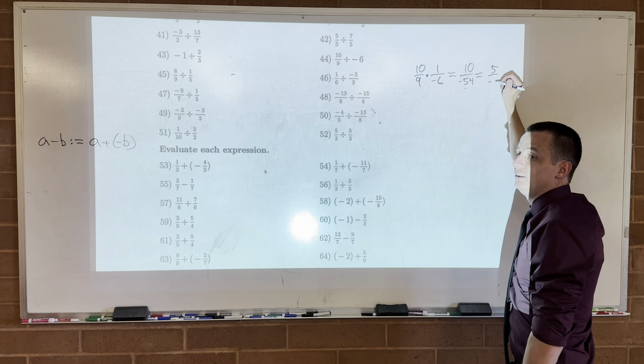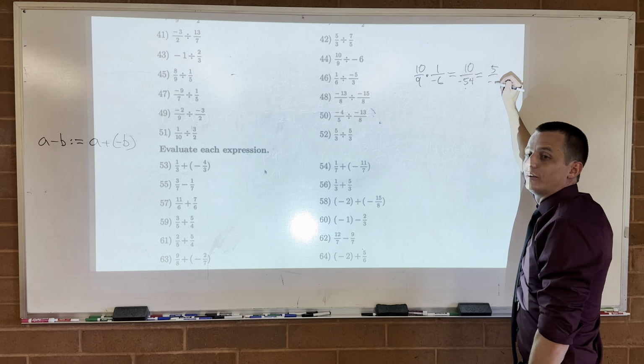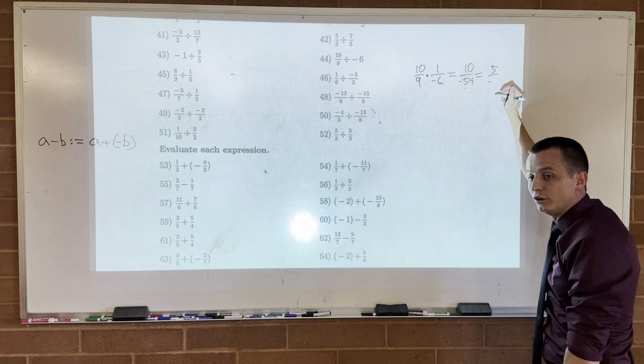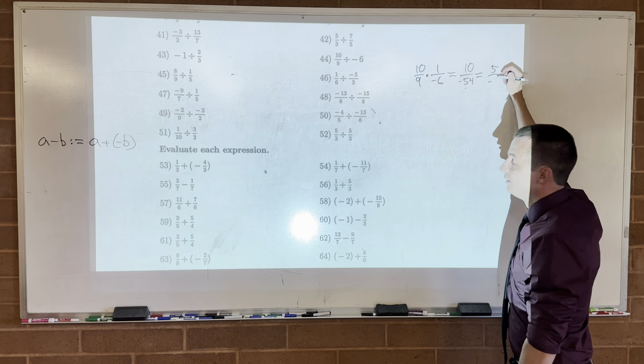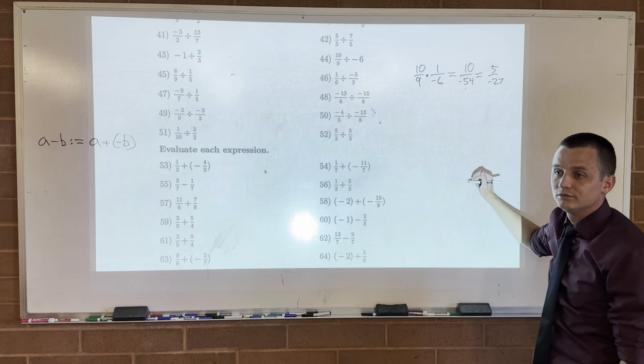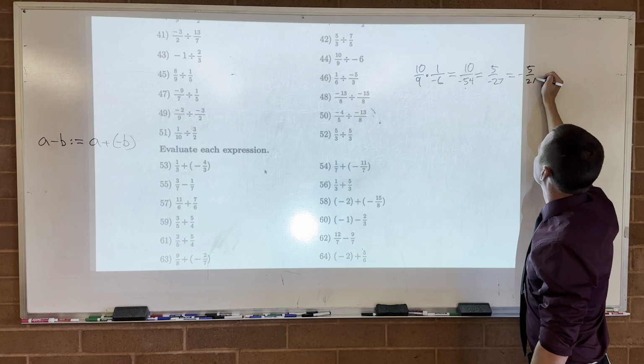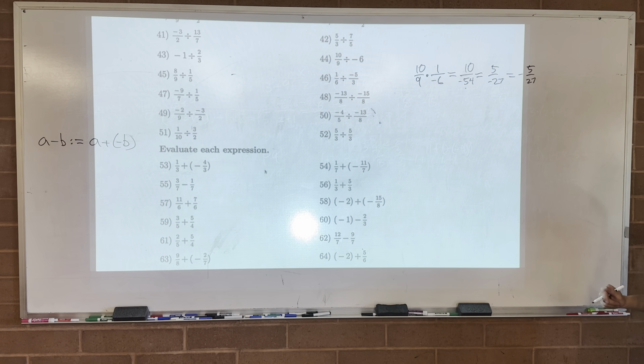30 would get us to 60. 32 times 2 is 64. 27 times 2 is 54. So 27, right? Okay, which is the same thing as negative 5 over 27. Right? Because there's an odd number of negatives there. Any more look weird?